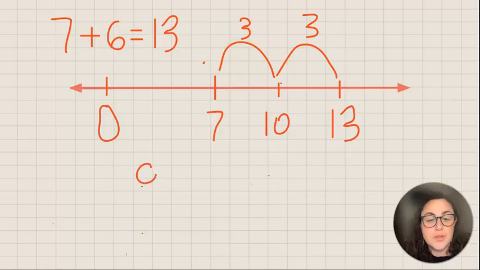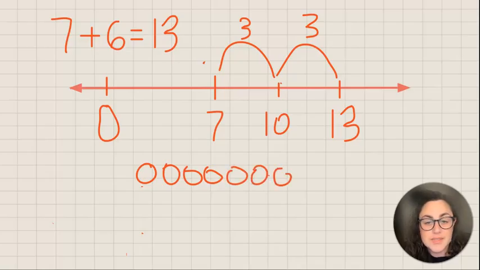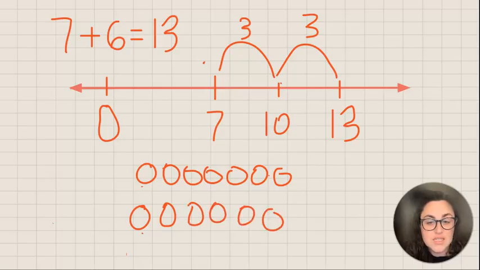So I'm going to show you with ones blocks and tens blocks, and then you're going to be all ready to do this on your own. So here's my 7 ones. 1, 2, 3, 4, 5, 6, 7. And then remember I'm adding 6 more. 1, 2, 3, 4, 5, 6.